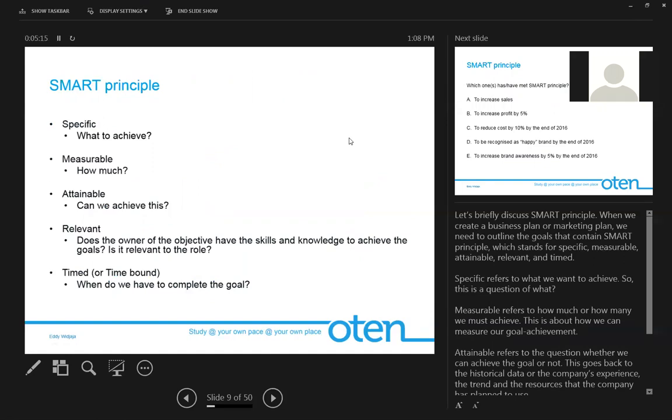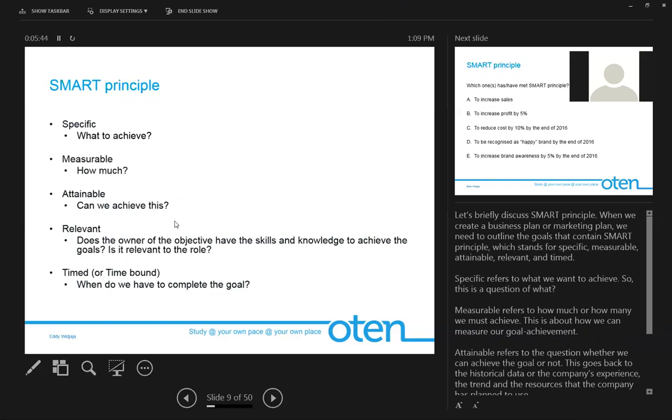Measurable is basically how much or how many we need to deliver, so we could claim that we have achieved the objective. The next one is attainable. Can we achieve this? It is a matter of whether it makes sense for us to be able to achieve it. And relevant is about whether the owner of the objective has the skills and knowledge to achieve the goals. Is it relevant to the role?